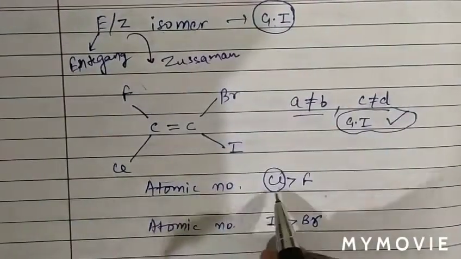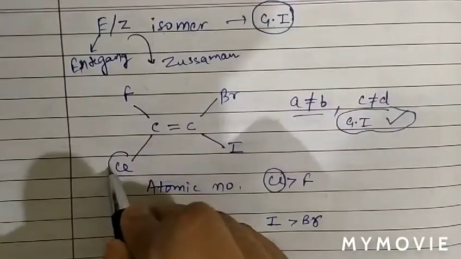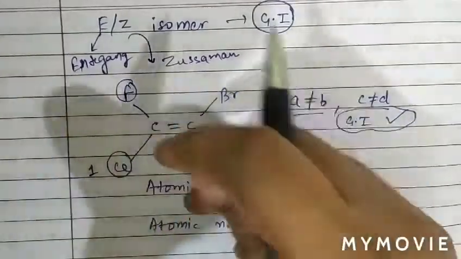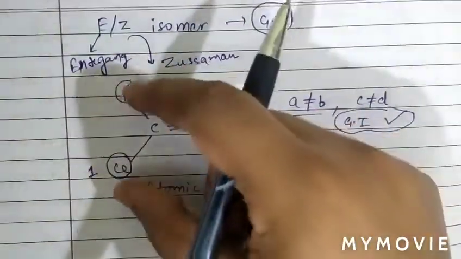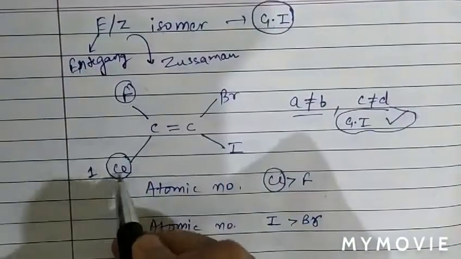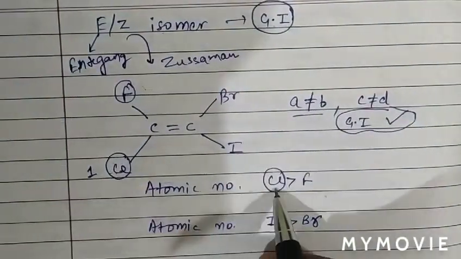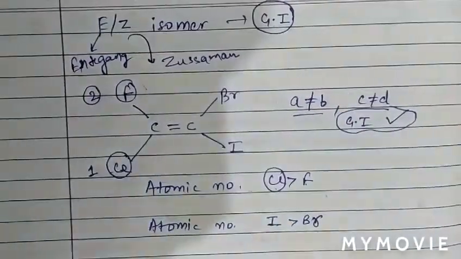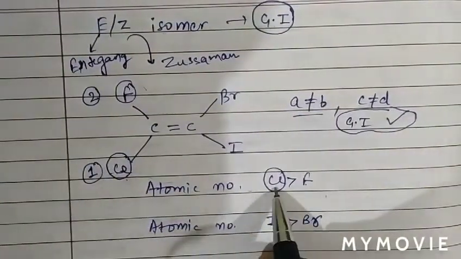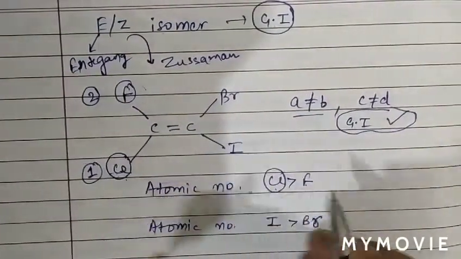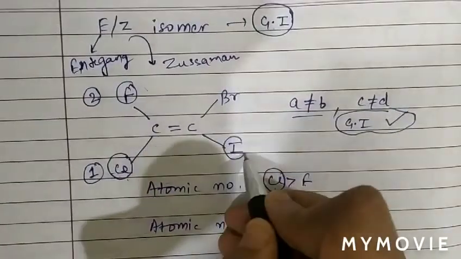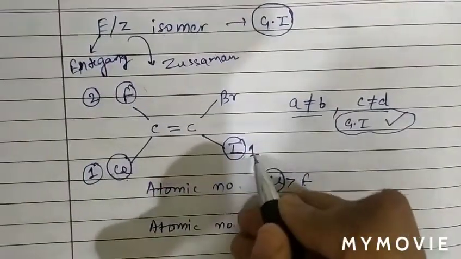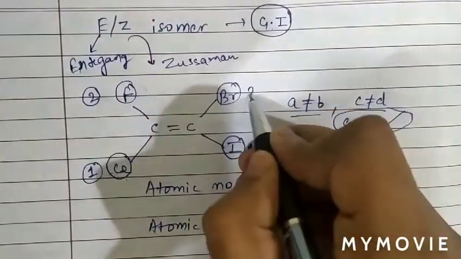Now the atomic number of chlorine is more than fluorine, so we assign number 1 to chlorine as higher priority. We decide the priority of left groups first and then right groups separately. Number 2 is given to fluorine. Now in iodine and bromine, the atomic number of iodine is more than bromine, so priority 1 is given to iodine, and bromine is given 2.